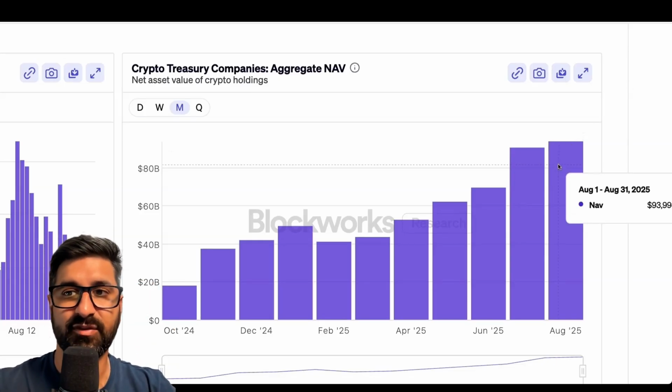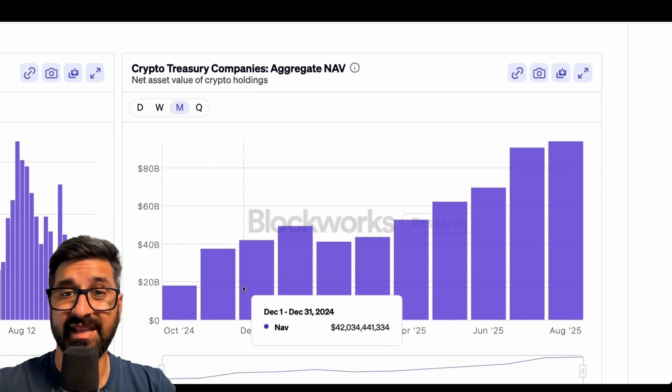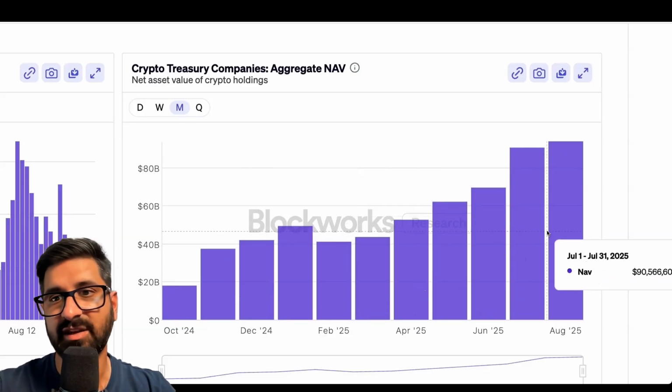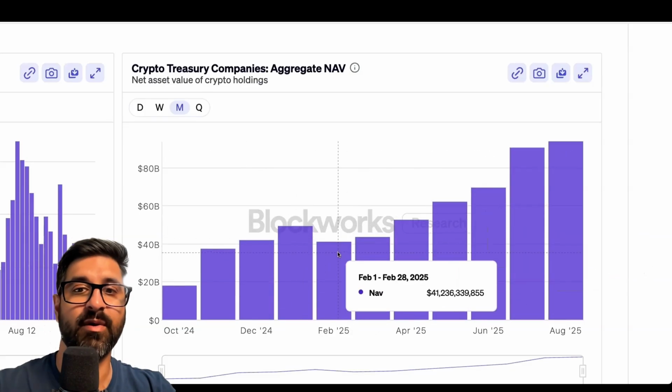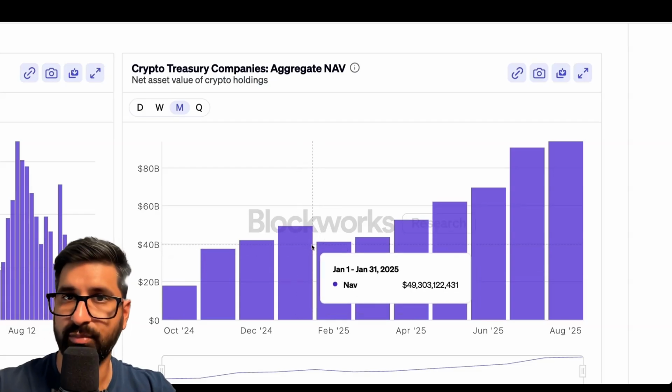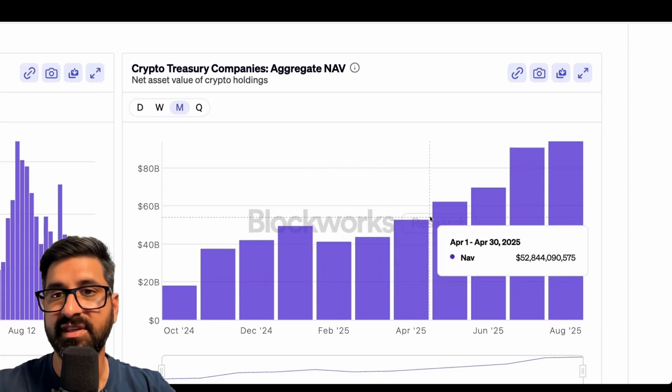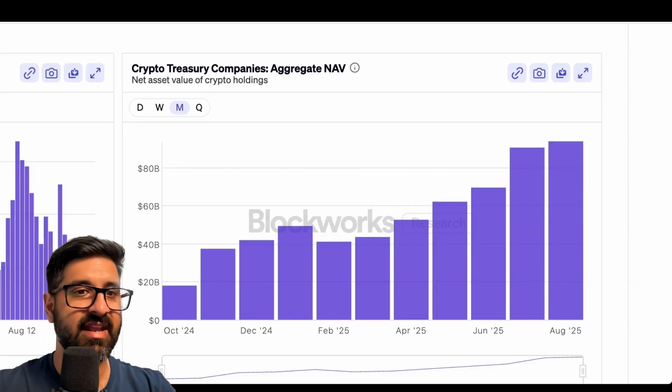To the fact that even if we look at since October, really, net asset value aggregated across all these crypto treasury companies has only really gone up and to the right during that period where we did see the tariff war come in, global trepidation on markets in general. We did see this stagger a little bit, but we have only seen, again, resumed strength in this trend.